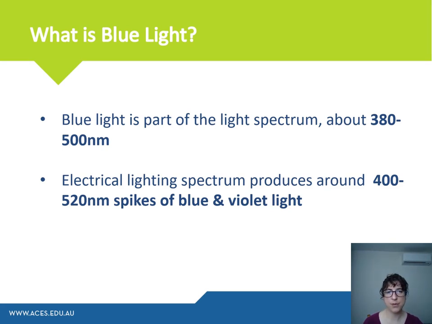So what is blue light? Blue light is part of the light spectrum. So we're looking at about 380 to 500 nanometers. It is part of the EMF spectrum, essentially. Electrical lighting spectrum produces around 400 to 500 nanometer spikes. So that's what we're looking at when we saw those light spectrums before. We're looking at everything in this 400 to 520 that we really don't want our electrical lighting to be producing, because that's what's going to keep us awake at night. So we don't want that to be present at night.